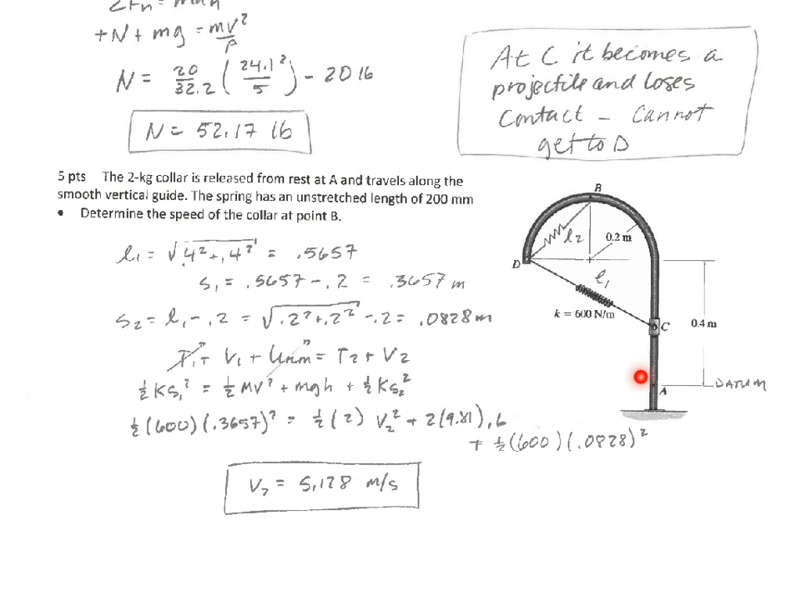So we had to find out the length of the stretch of the spring here, and then the length of the stretch here, and those are the two conditions of the spring, the beginning and the ending. And then what we're looking for is the 1/2 mv squared, and we get the V2.